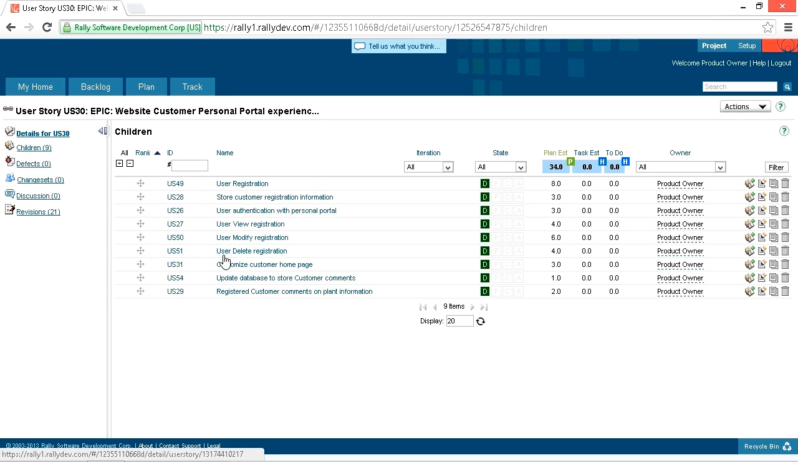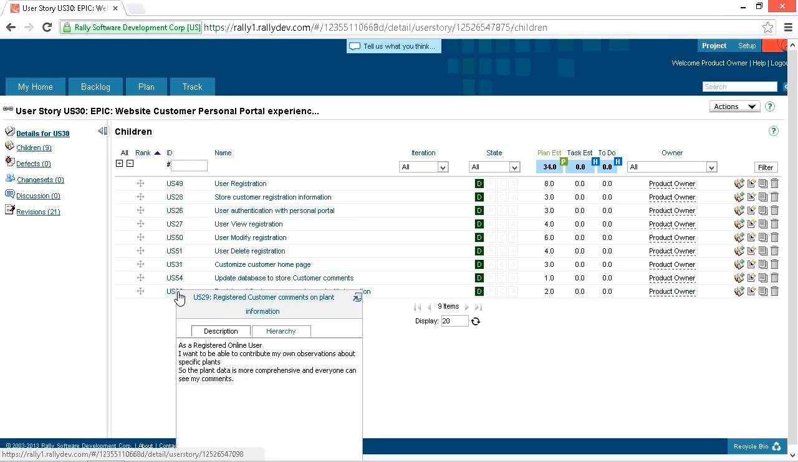What we want to eliminate are non-valued dependencies. This often shows up as infrastructure stories. For example, look down here at US 29. Register customer comments on plant information. As a registered online user, I want to be able to contribute my own observations about specific plants, so the plant data is more comprehensive and everyone can see my comments. Okay, that's a feature that's going to deliver value to the user.